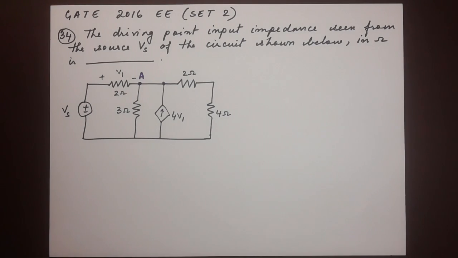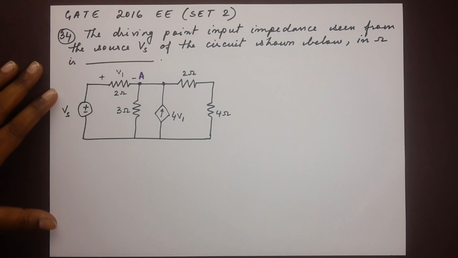Here's the next question, number 34. The driving point input impedance seen from the source Vs of the circuit shown below, in ohms, is dash. This is not a multiple choice question, so we will have to try and work it out. In the circuit given to us, let's take the point A as shown.